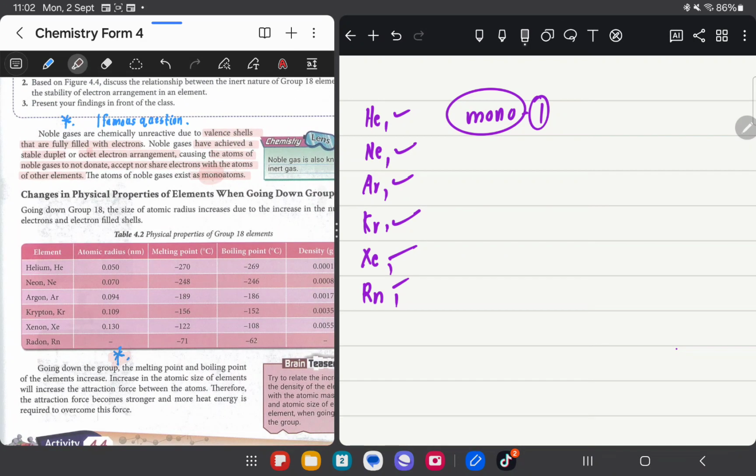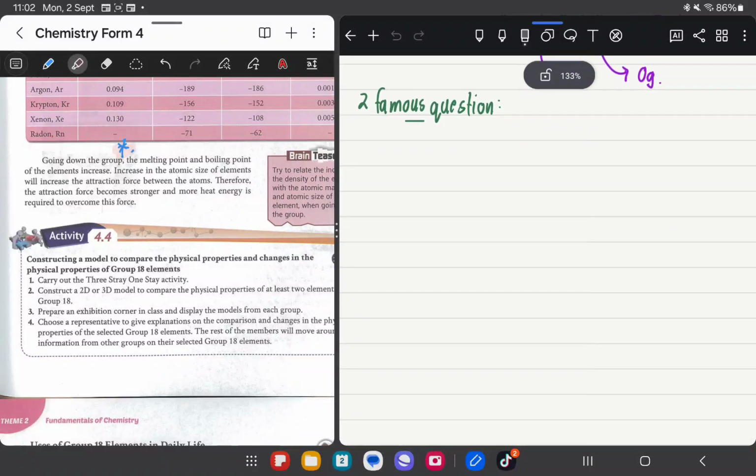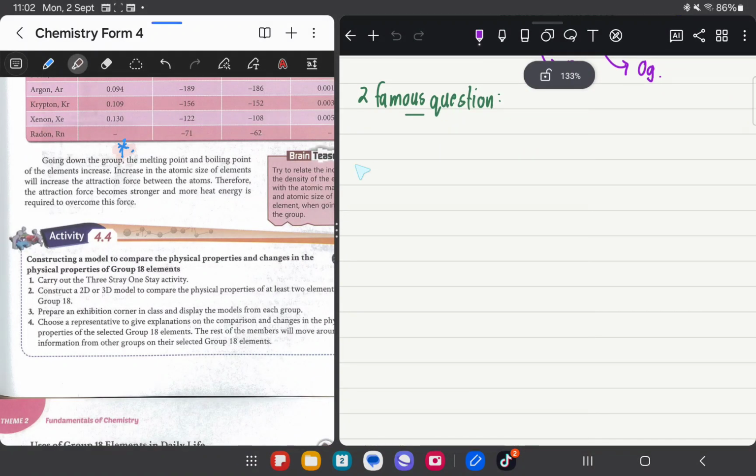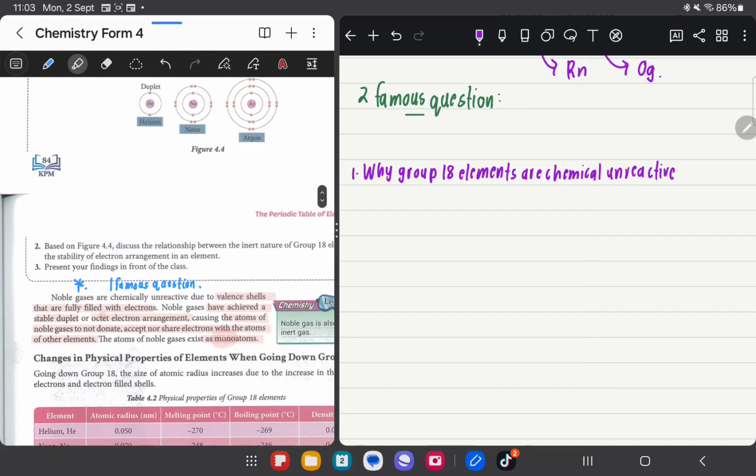Okay, so what I want to do now is give you the famous question. Wait, where is it? My page above. Okay, so the famous question is like this. Why are group 18 elements chemically unreactive? Or another way they will ask, why do group 18 elements not have any reaction? Just the same thing only.